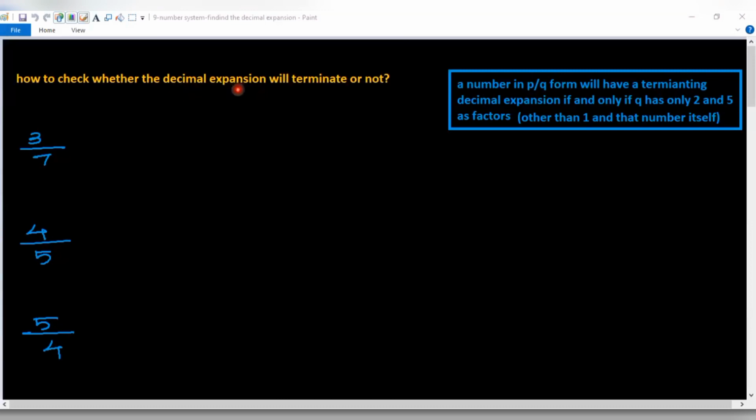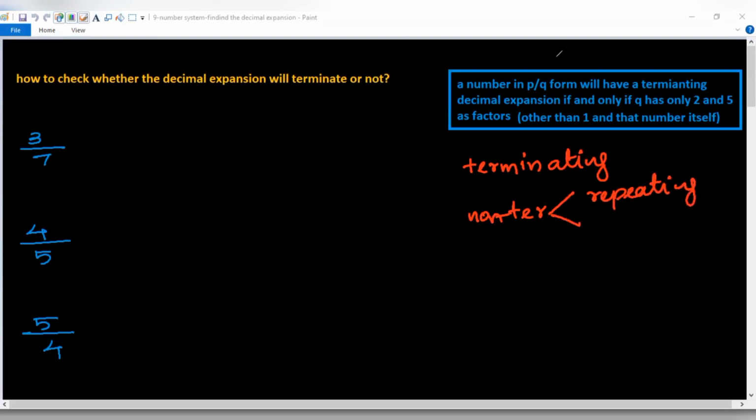To find the decimal expansion of fractional numbers, we know there are three types of decimal expansions. Terminating means it will end, it will have an end. Then non-terminating, which can be of two types, repeating and non-repeating. All of you know this.